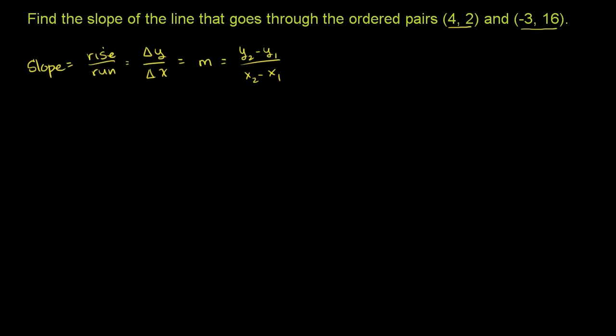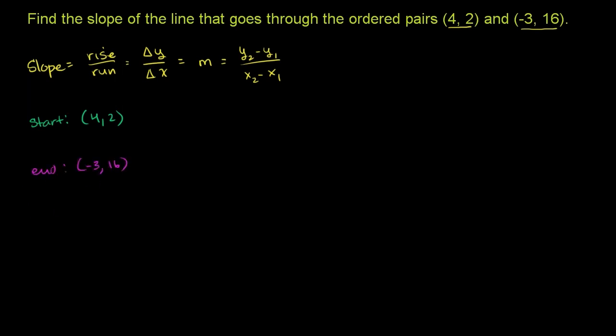2 points. So we're starting at, and actually we could do it both ways. We could start at this point and go to that point and calculate the slope, or we could start at this point and go to that point and calculate the slope. So let's do it both ways. So let's say that our starting point is the point (4, 2). And let's say that our endpoint is (-3, 16).